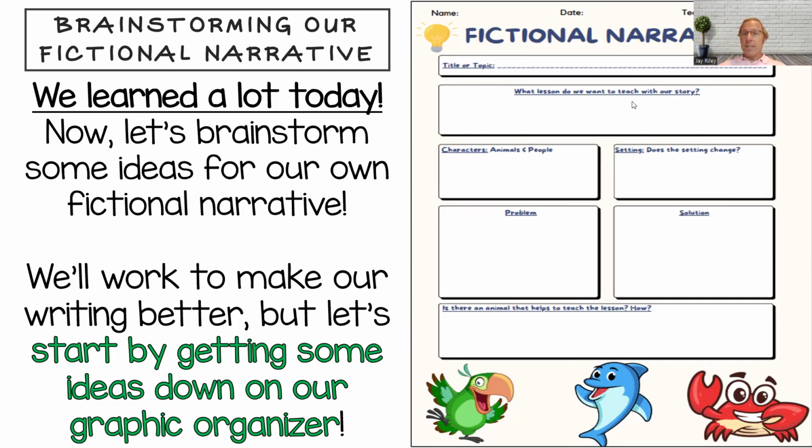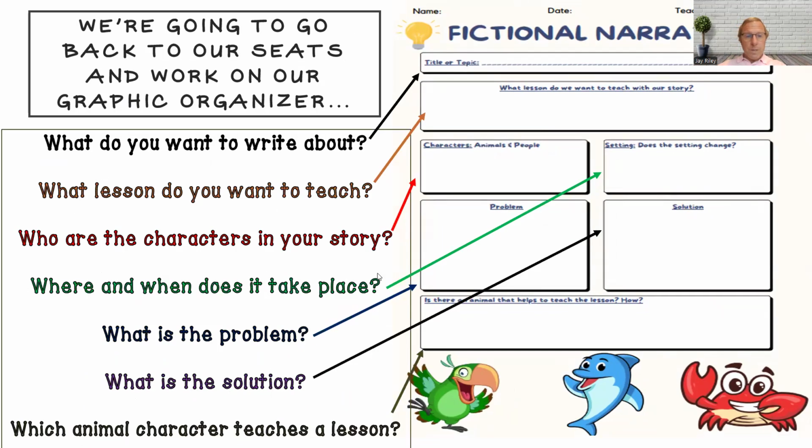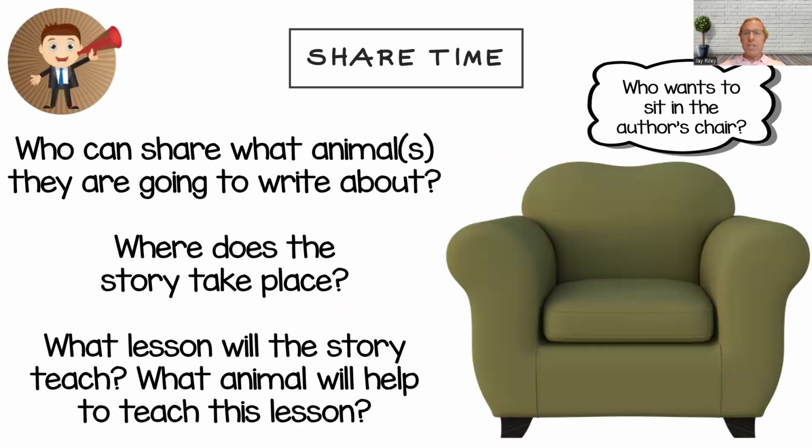Now, the lesson that they're going to teach should align here with the animal that teaches the lesson. So those two boxes should inform one another. Okay, and you've got an outline here that you can give some more direct instruction to the students. After the students go back to their seat for independent work time, they can come back to the carpet and sit in the author's chair where they can share details of their fictional narrative or what they brainstormed for their fictional narrative.